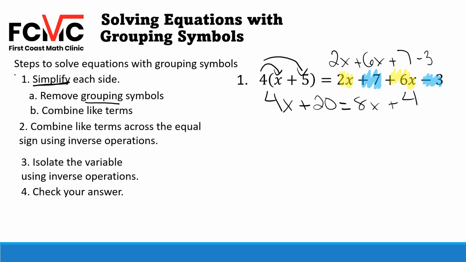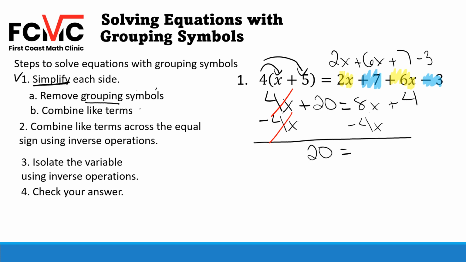So we've done that first step. We've simplified each side, removed our grouping symbols, and combined our like terms. So we can move on to the next step. Let's combine our like terms across the equal sign. So we've got 4x and 8x. I'm going to subtract 4x from both sides. 4x cancels out on the left. I'll bring down the 20 equals 8x minus 4x, which is 4x, plus 4.